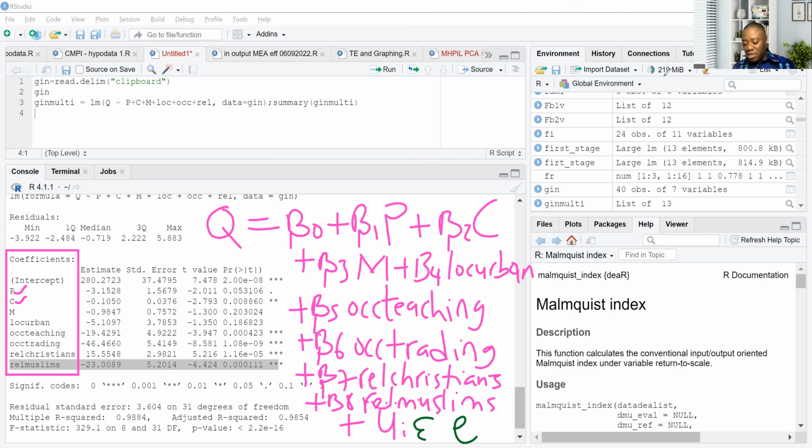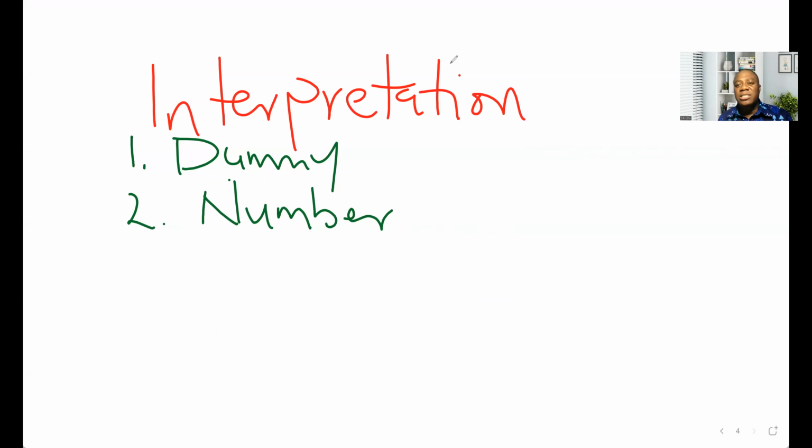Let's write the next question. The next question is, write the estimated regression equation.